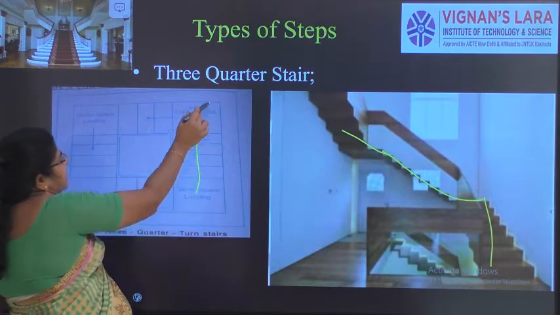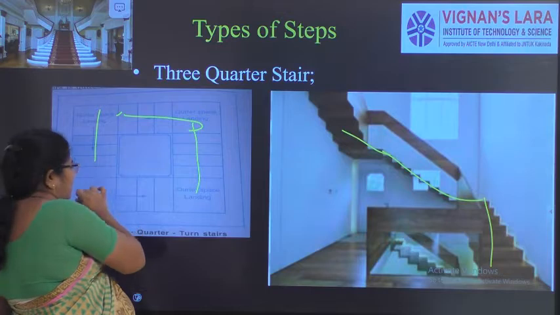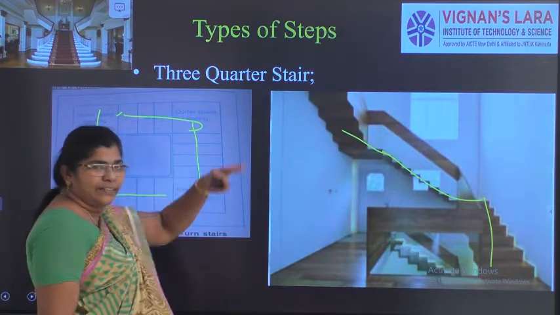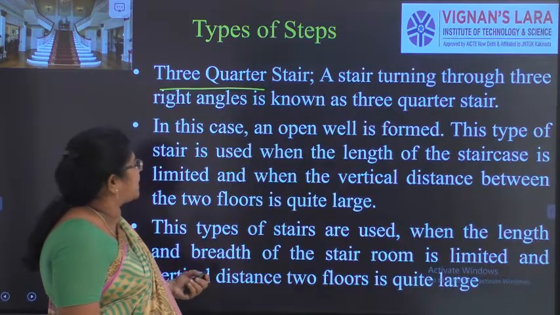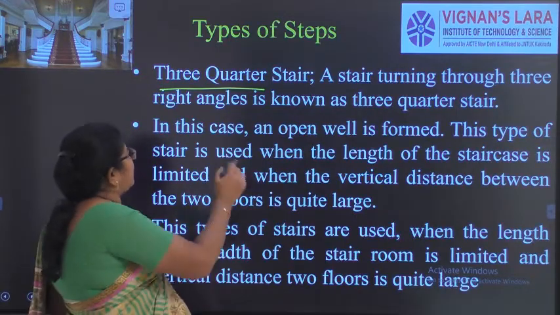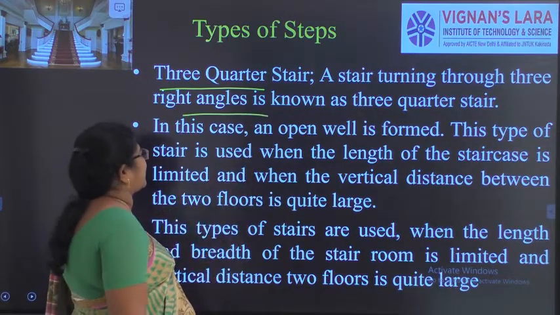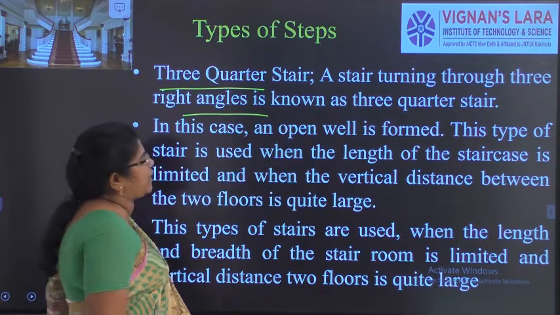So it is going like this. There is a landing, again it goes and again it goes up. Like that it will have the circular form like this. We call it a 3/4 stair. It is turning through 3 right angles, and is known as a 3/4 stair. In this case, an open well is formed.